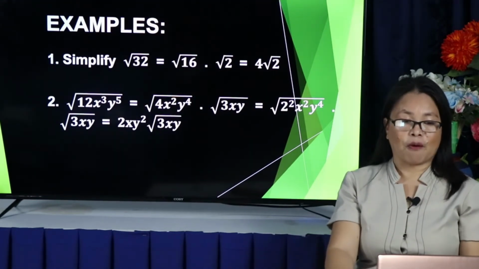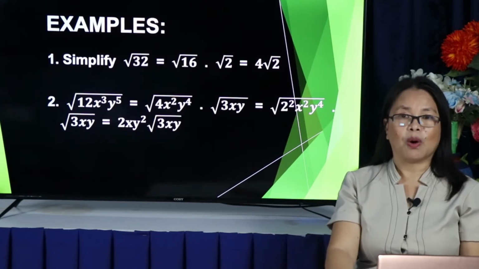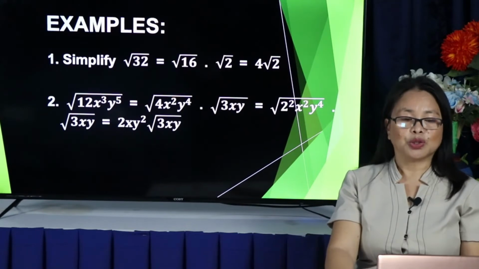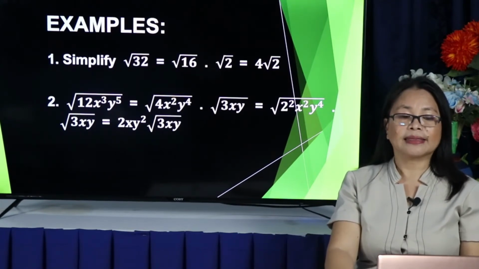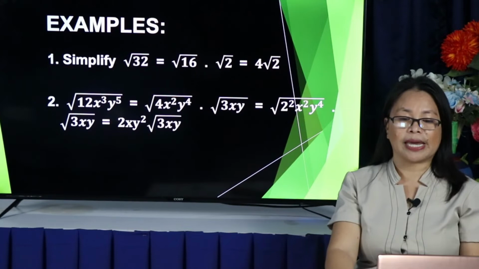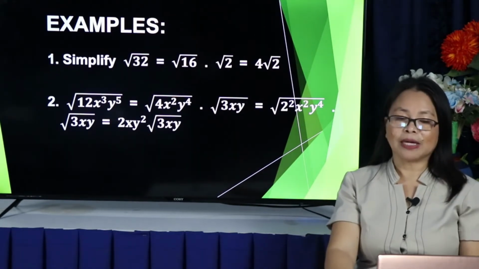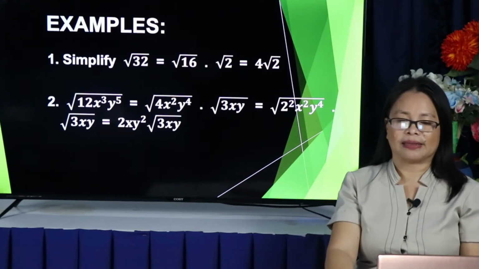So the simplified form of the square root of 12x cubed y to the 5th power is equal to 2xy squared times the square root of 3xy. Simplify a group of perfect nth roots by dividing its exponent by the index.